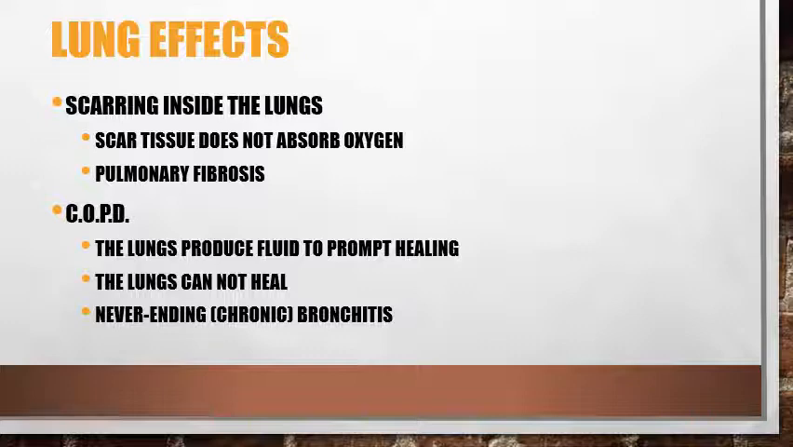Pulmonary fibrosis is the scarring of lung tissue, which then leads to other chronic health problems, one of which is COPD. With COPD, the lungs produce a fluid to prompt the healing of the scar tissue. But because it's scarred, the lungs cannot heal, so you have this fluid that continues to build up in your lungs because your body is trying to heal itself, but can never fully heal the damage done by the silica. That produces a never-ending bronchitis, or a chronic bronchitis.